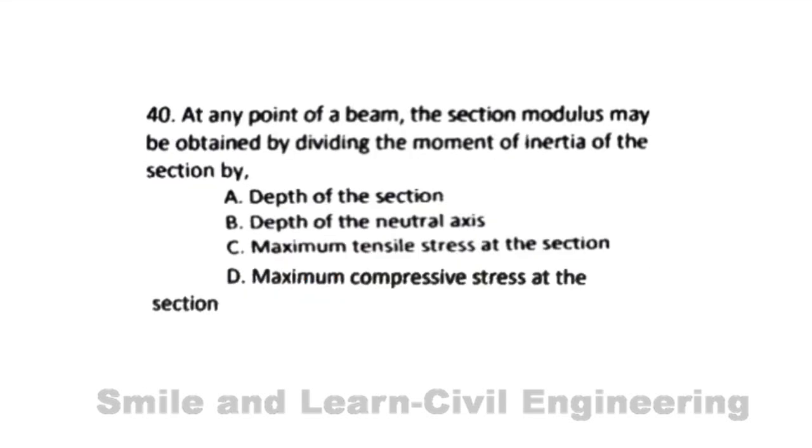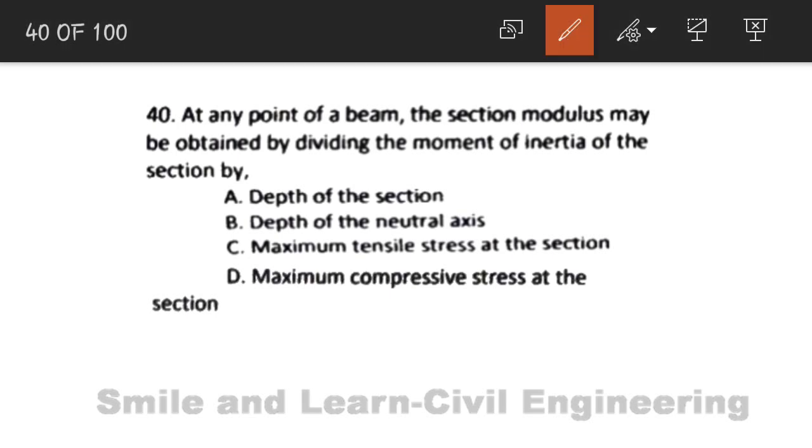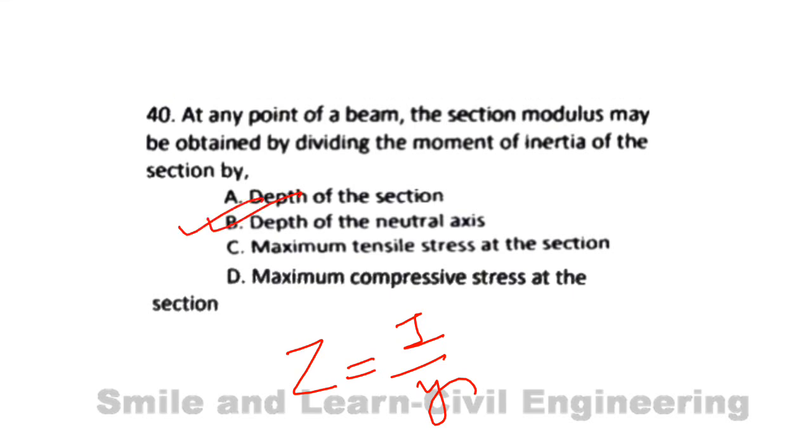At any point of a beam, the section modulus may be obtained by dividing the moment of inertia of the section by. So what is section modulus? Z equal to I by Y. And what is this Y? This is the distance from the neutral axis. So option B will be the correct answer.